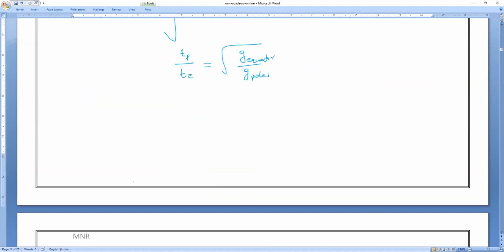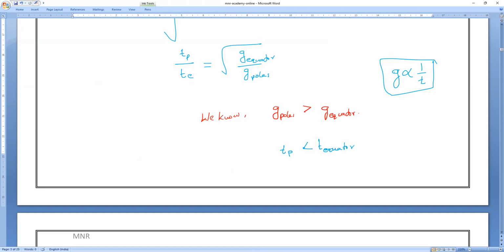But can you tell me which is greater, the time period at the equator or at the poles? Because we all know, where is the gravity more? Everybody? At the poles. Gravity at the poles is greater than at the equator. So the time period is the opposite, because g is inversely proportional to time period. At the poles, is the time period less or more? Yes. Time period at the poles is less than the time period at the equator. So that is what you have to remember.